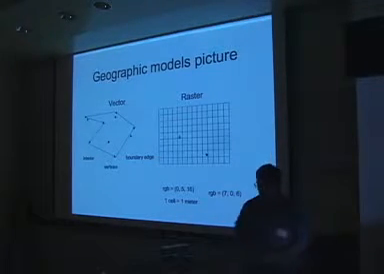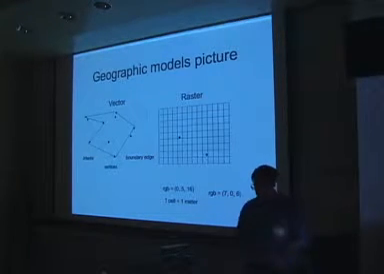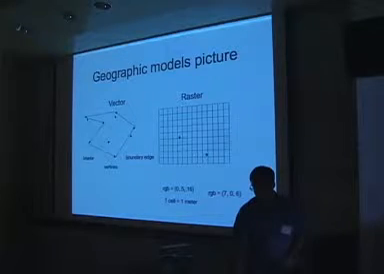Yeah, generally vectors are a lot smaller. And vectors correspond to regions, and rasters correspond to just raw stuff.